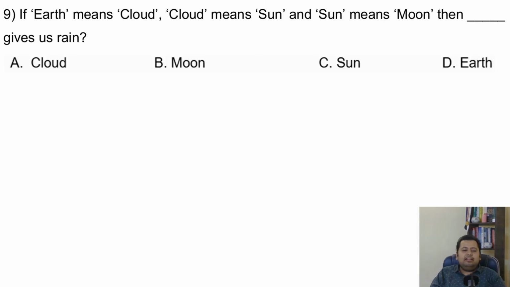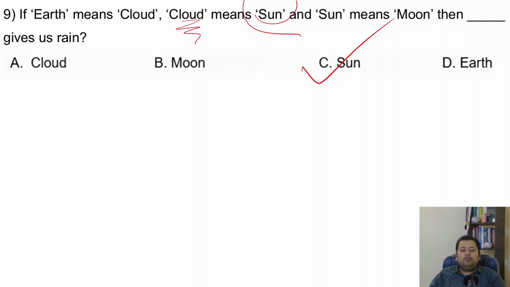Great. Again, an easy one. So what gives us rain? Cloud gives us rain, right? Now you can say sun, so it starts with sun, etc., but just leave that aside. It is cloud that gives us rain. But cloud means what? Cloud means sun, right? So option C, sun, is the correct answer. Hope you got this one correct as well.